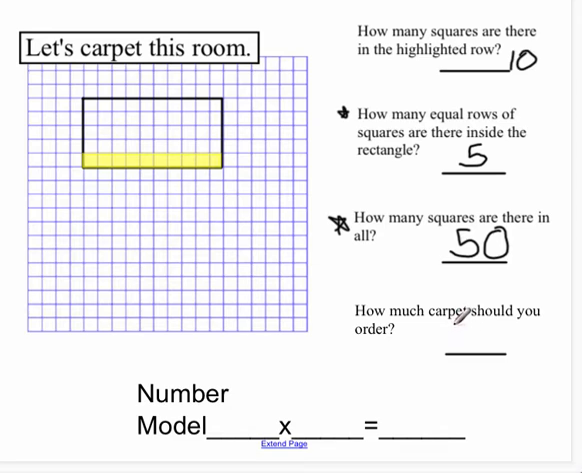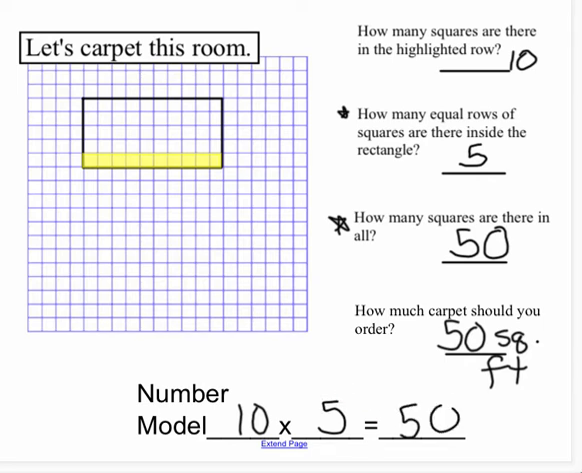How much carpet should I order? I should order 50 square, and it didn't tell us the unit. Let's just pretend it's feet in this example. So I would need to order 50 square feet of carpet for my room. If I was writing a number model, I'd first write the number of squares in a row, that was 10. And now I have a multiplication sign. That means I'm going to take these 10 squares and multiply them 5 times. I had 5 rows of 10, so I can put times 5, and that gives me my answer of 50.